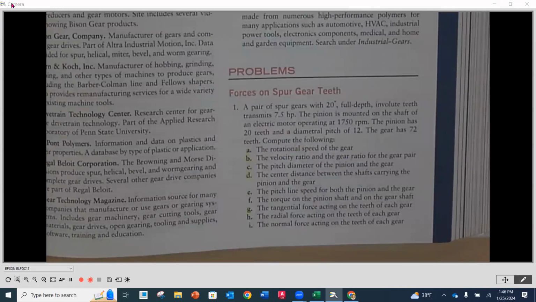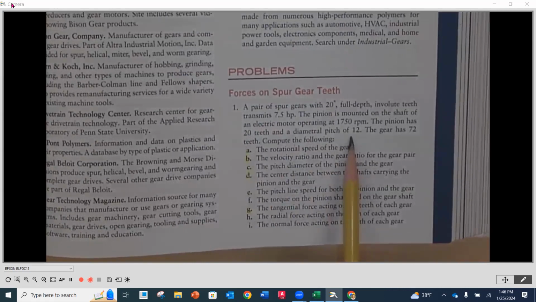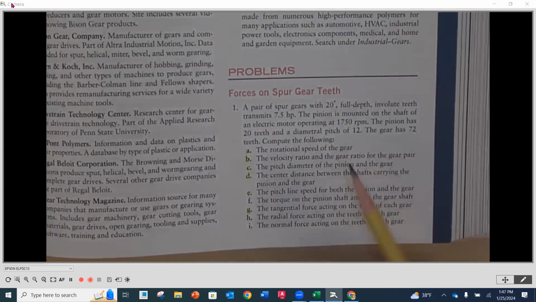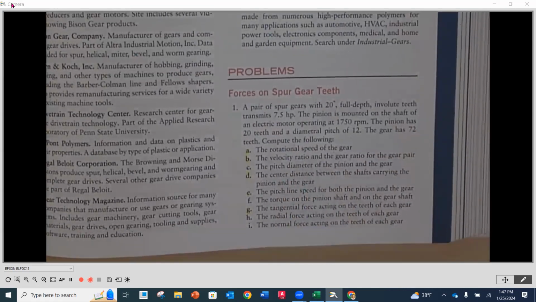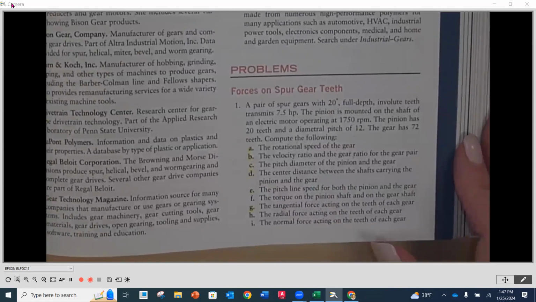So it says we have a pair of spur gears that are 20-degree pressure angle, full depth involute tooth, transmits 7.5 horsepower. The pinion is mounted on the shaft of an electric motor operating at 1750 RPM. The pinion has 20 teeth and a diametral pitch of 12, and the gear has 72 teeth. So they want you to compute the rotational speed of the gear, the velocity ratio of the gear, and then pitch diameter of both the pinion and the gear, center distance, pitch line speed, but then skip F, and then G is going to be that tangential force, and then you don't need to do H and I.